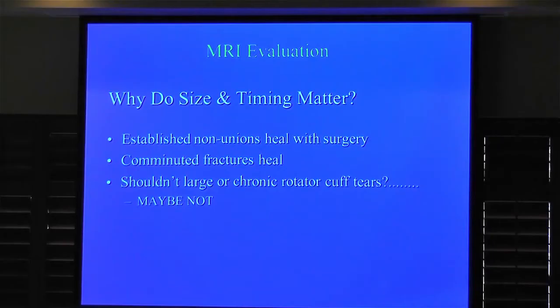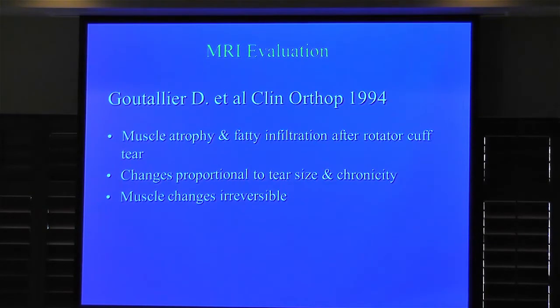So why do size and timing matter when it seems to be okay with fracture healing? Shouldn't the larger chronic rotator cuff tears heal as well as, say, a non-union or a complex fracture? No, not necessarily. Because what we see is muscle atrophy and fat infiltration into the rotator cuff muscle bellies. And these changes are proportional to the size of the tear and how old it is. And they're irreversible. Even if you're able to fix the rotator cuff, these fatty changes are permanent.